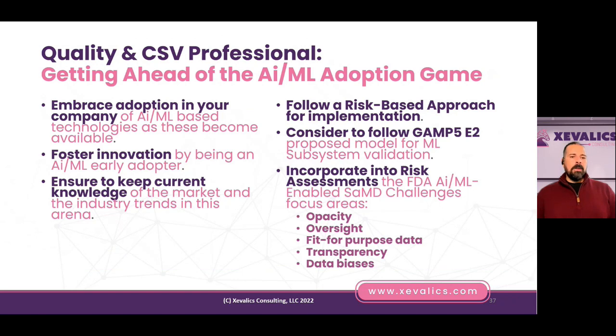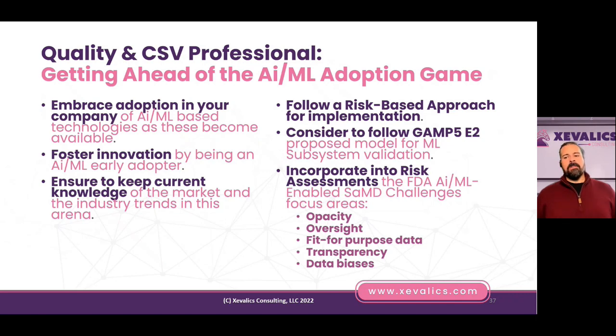So, quality and CSV professionals, getting ahead of the AI machine learning adoption game. This presentation might seem to be presented in a pessimistic mode, but actually it is not. Knowing now that we have these challenges, what we have to do is embrace adoption in your company of AI machine learning based technologies as they become available. Foster innovation by being an AI machine learning early adopter. Ensure you keep current knowledge of the market and industry trends in this arena. But importantly, follow a risk-based approach for implementation.